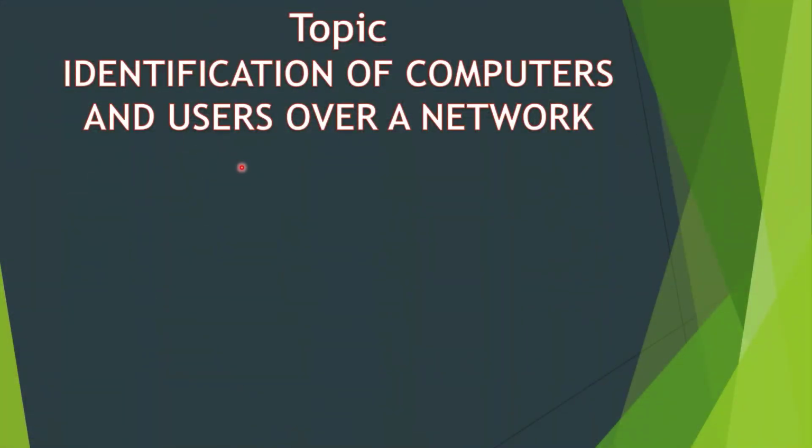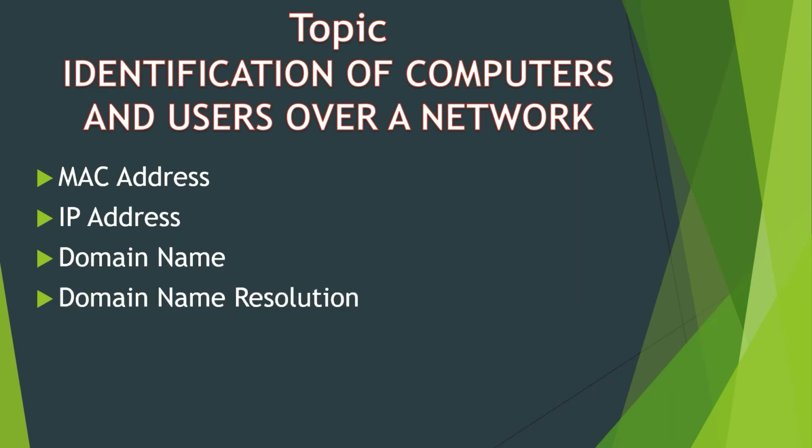Now today's last topic is identification of computers and users over a network. Basically, we are going to study how we identify the computers and users over a network. So, there are four components: MAC address, IP address, domain name and domain name resolution. You must have heard the names of these, but today we will explain them in detail.